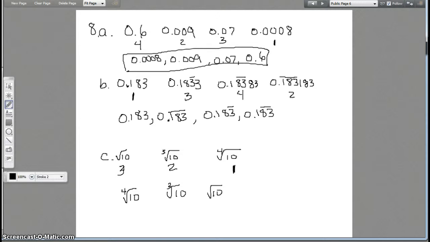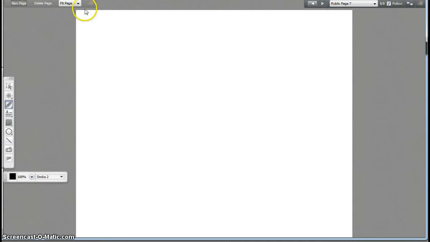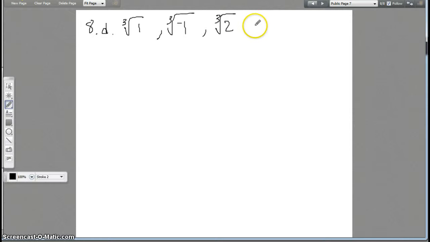Okay, let's do just one more set from number 8. Let's do part D. Part D, we have the cube root of 1. We have the cube root of -1. We have the cube root of 2, and then we have the cube root of -2.